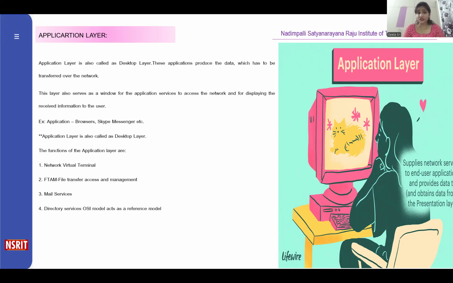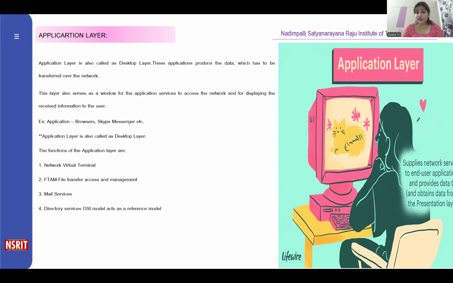For file transfer, the application layer uses different types of protocols such as FTP, SMTP and others. They can be used for file transferring and management. Then there are mail services, electronic mail services and directory services. The OSI model acts as a reference model. We can take examples such as browsers, Skype, Messenger, etc. In the application layer we can also see the domain name system, DNS, which can be used for transferring the data from one system in a network to another system in a network.